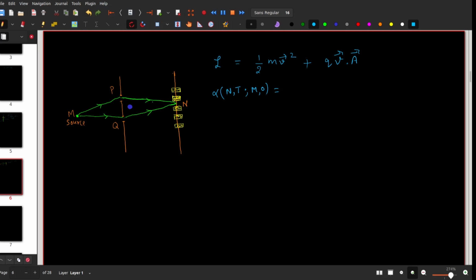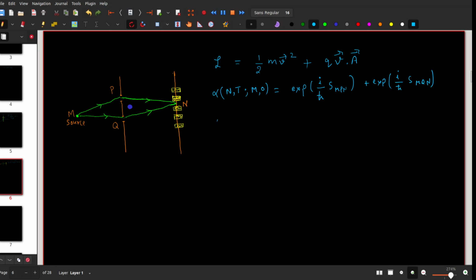However, in this case, the only two paths that contribute most to the path integral are paths MPN and MQN. So this path integral will simply be the sum over these two paths. So we will have exponential i over h bar times the action along path MPN plus exponential i over h bar times the action along path MQN.